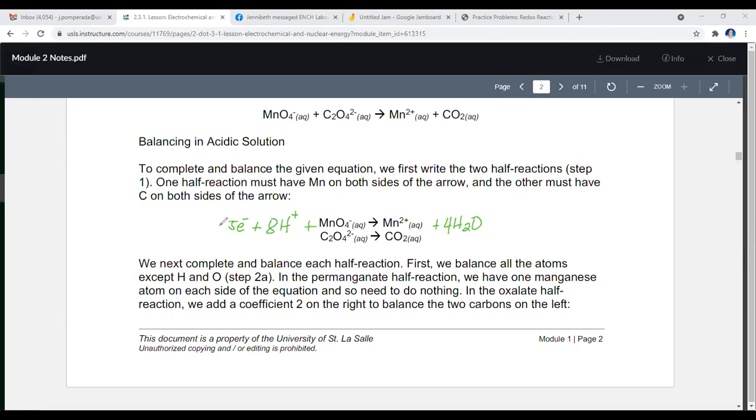Before I proceed to the second, any question? Okay, there's none. So we go to other elements other than oxygen. So carbon here, they're not the same, right? I need to balance carbon in the second half reaction. I'll place the coefficient to here. So now I have balanced carbon.